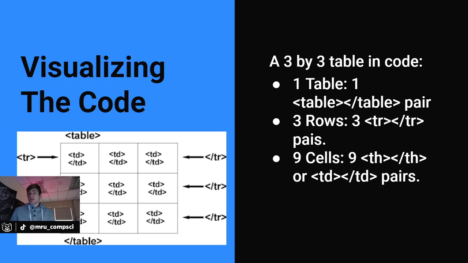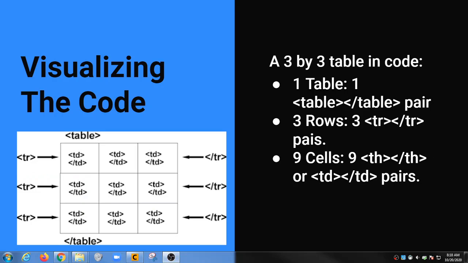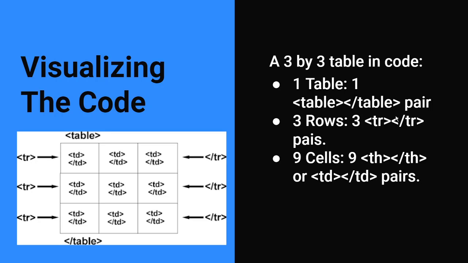So here's kind of what it looks like a little visualized. A 3x3 table in code has one opening and closing table tag, 3 pairs of TR, opening and closing, and since it has 9 cells, it has a total of 9 opening and closing TD or TH pairs. Generally, your first row should be full of THs, because that's where the headers of each column go. So again, generally, these should be THs.